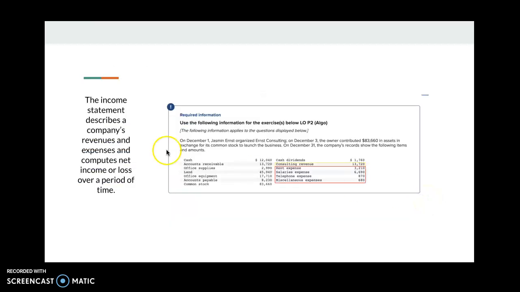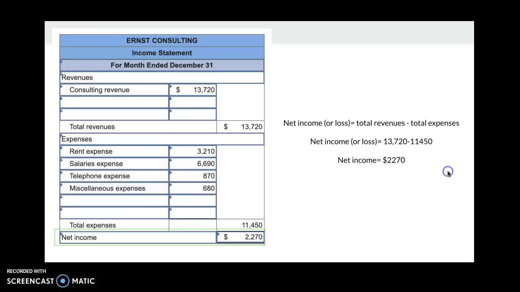Going forward, we're looking at these inputs. The income statement describes a company's revenues and expenses and computes net income or loss over a period of time. So in this situation, we're looking at any revenue and any expenses. Now we're going to go back to that table and plug these revenues and expenses in.